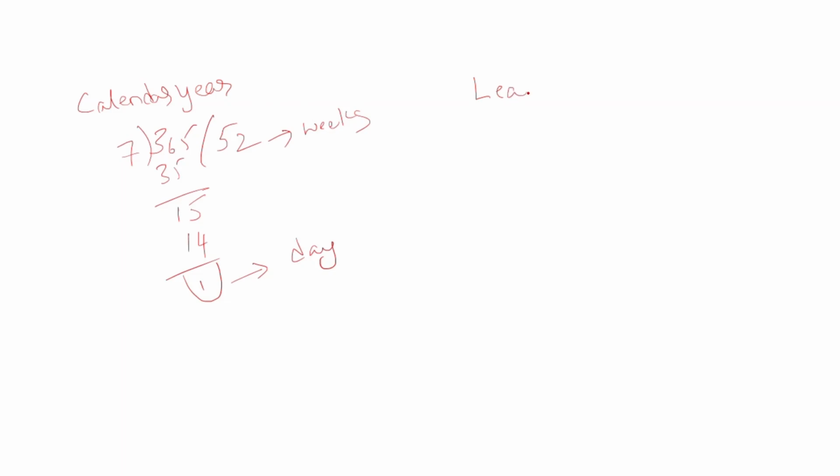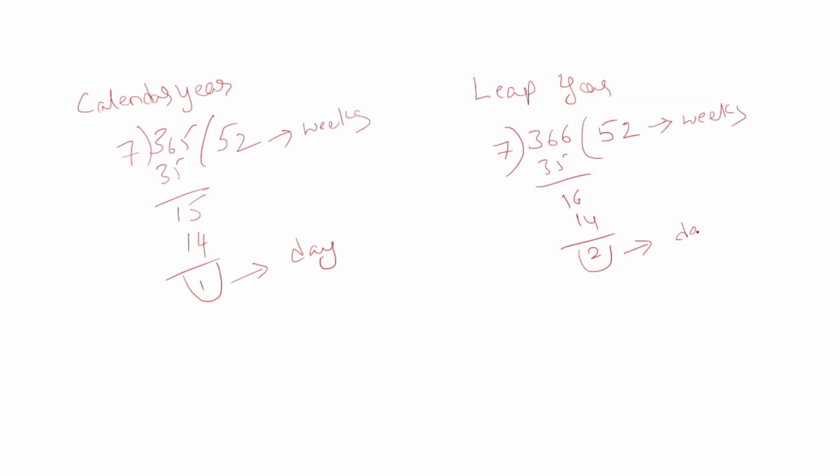For a leap year, we will be having 366 days. When we divide it by 7, 7 5s are 35, 116, and then 7 2s are 14. We will be having a remainder of 2, and 52 is the weeks and 2 is the odd days. We will get a leap year once for every 4 years. And we are having a solar year.